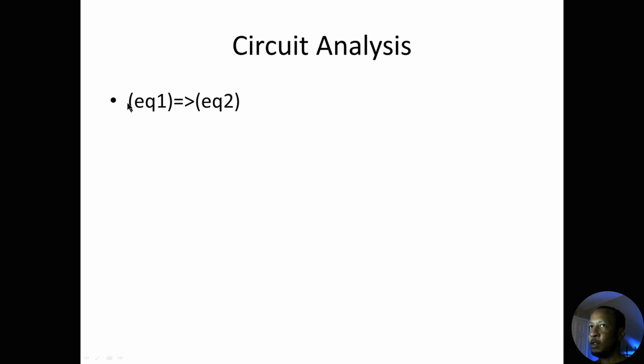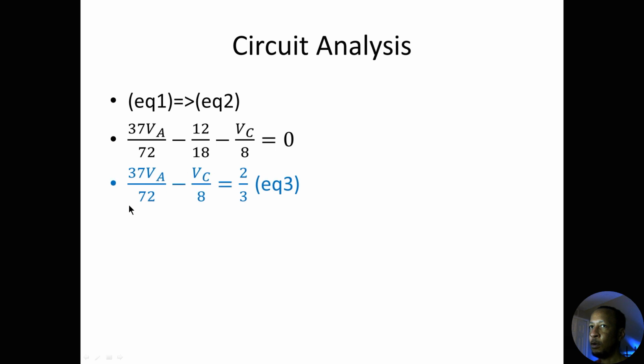Next we are going to take equation 1 and put it into equation 2, and we have 37 VA over 72 minus 12 over 18 minus VC over 8 equals 0. And so next we have 37 VA over 72 minus VC over 8 equals 2 over 3. That's equation number 3.